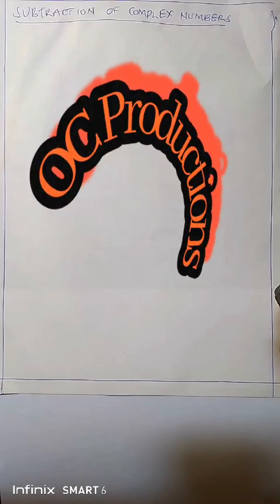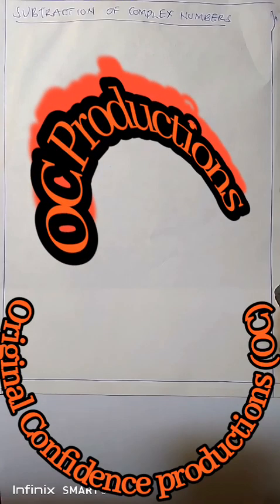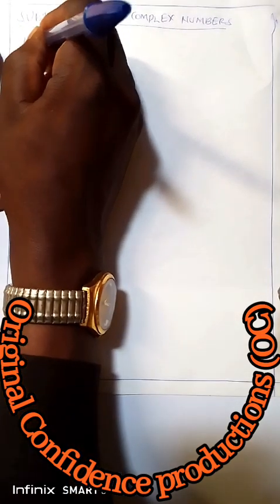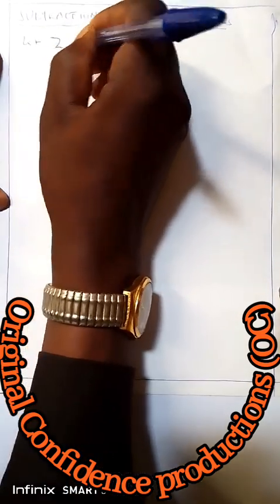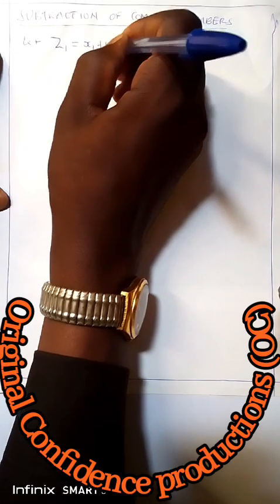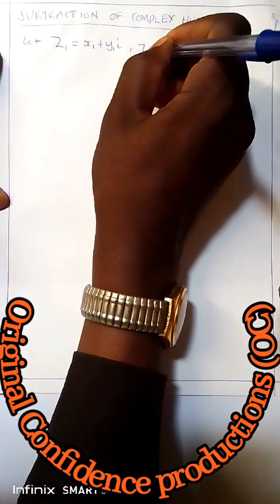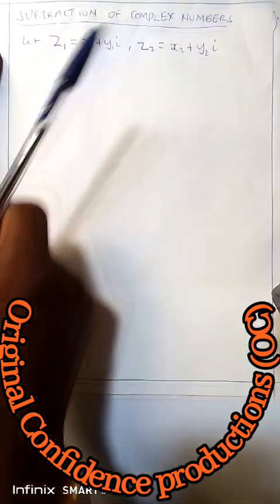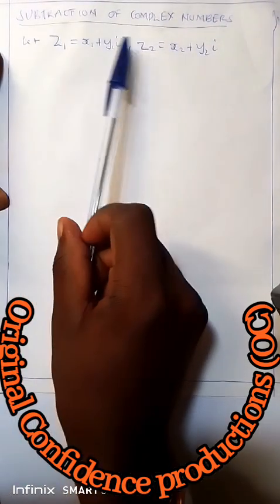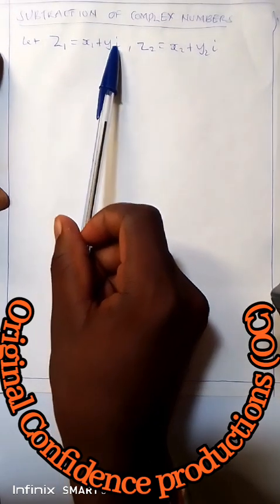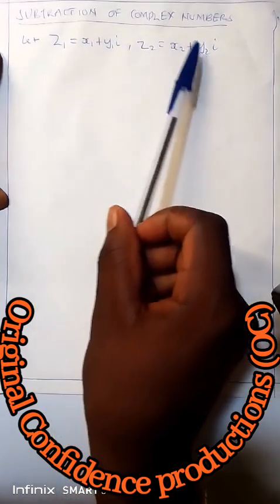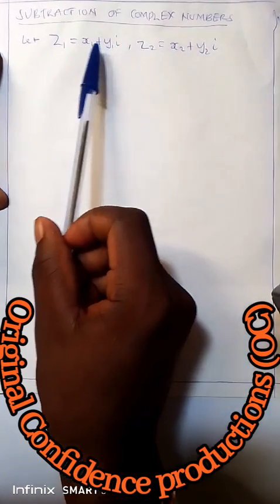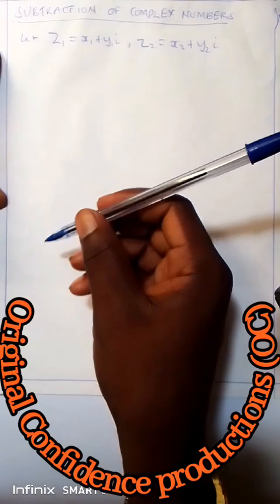Right now, we want to continue, and we said subtraction of complex numbers. We want to see what happens once again. So we shall consider two complex numbers, for example this one, z1 equals x1 plus y1i, and z2 equal to x2 plus y2i. Remember, every complex number must have the imaginary part and the real part. The imaginary part is the one that has this property i, and the real part is the one which is independent of the property i.